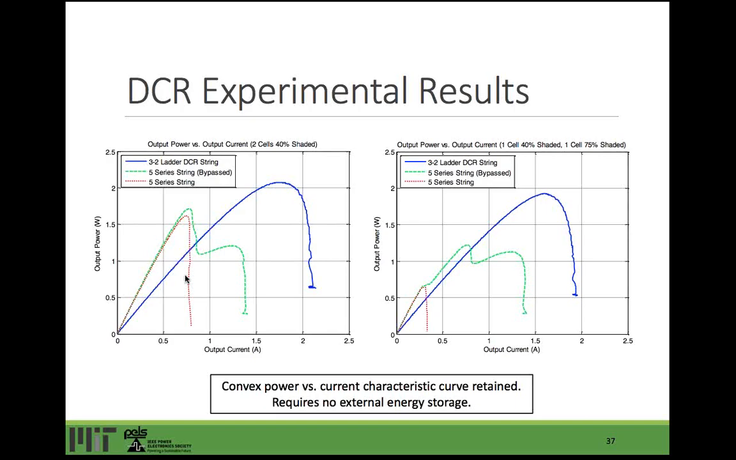Here are some measured power characteristics under different shading conditions. The x-axis is again the output current, and the y-axis is the output power. On the left, we have a case where 2 out of 5 cells are shaded by 40%. And on the right, we have 1 cell shaded by 40% and another cell shaded by 75%. Under both conditions, the DCR string is able to successfully extract significantly more power compared to the series string and the series string with bypass diodes. And what's interesting is that the output power characteristic is also convex, which verifies the behavior as a single supercell. And again, this configuration did not add any external energy storage.